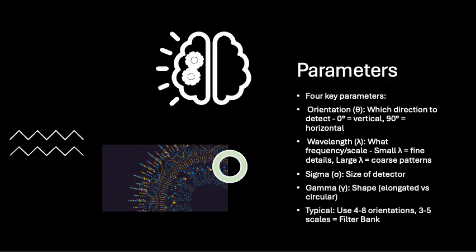Wavelength controls what frequency you're looking for. Small values detect fine details like fabric threads. Large values detect coarse patterns like bricks. Typically, we use multiple filters together, 4 to 8 orientations at 3 to 5 scales, and this is what is called a filter bank.